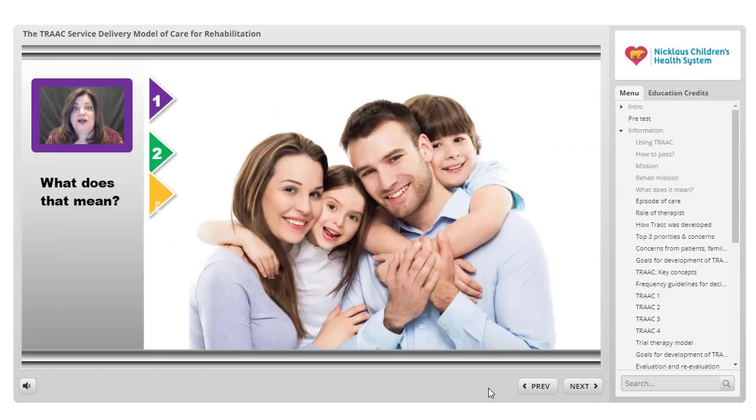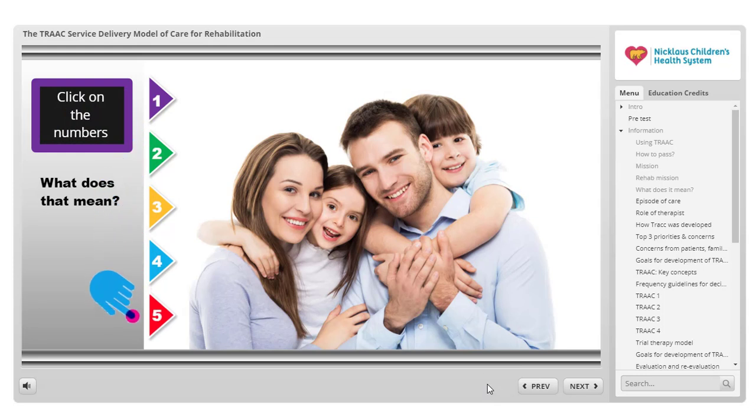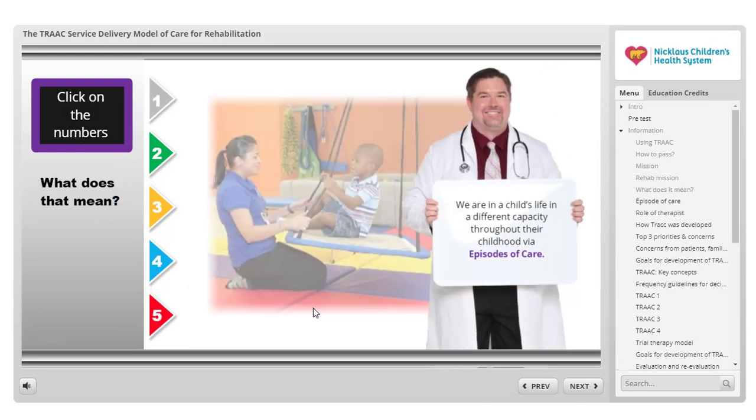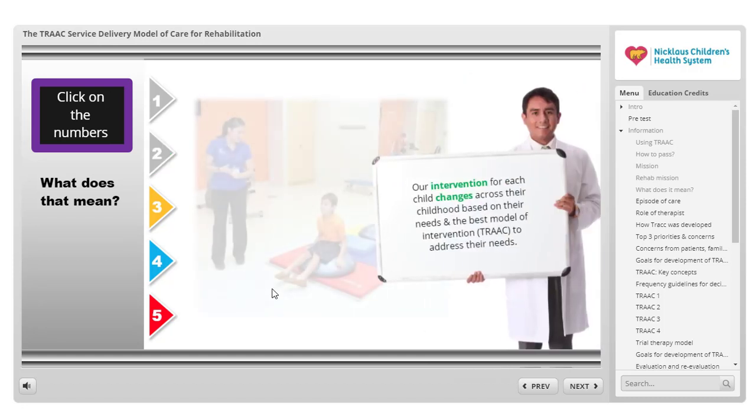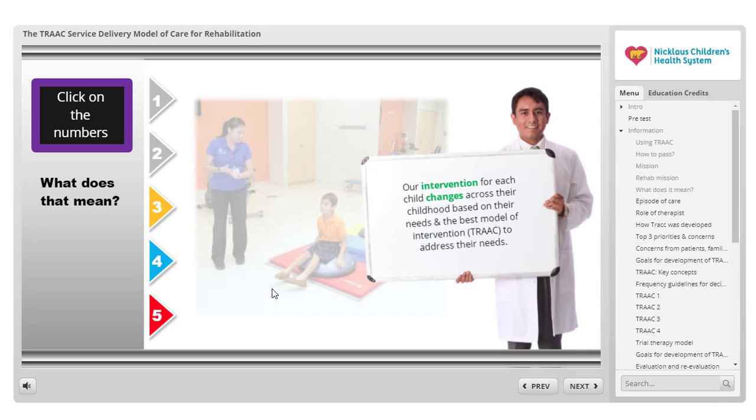So what does this mean for us as therapists? This means that we're in a child's life in different capacities throughout the time that we care for them. These are called episodes of care. So our intervention for each child changes across childhood based on the child's needs and how they fit best in each TRACC model. For example, initially the child may have more intensive and more frequent therapy. Later on, the child may have less intensive and less frequent therapy.